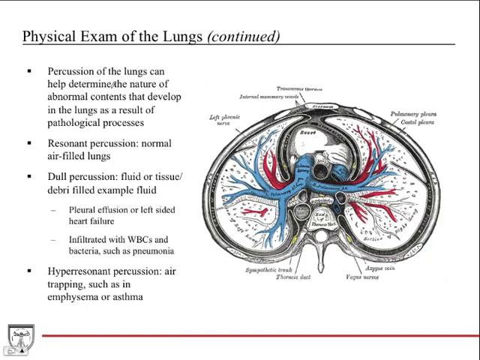Percussion of the lungs can help you determine the nature of abnormal contents that develop in the lungs as a result of a pathological process. So what that means is it can help you localize, for example, a consolidation, a pneumonia or some other kind of collection of debris or tissue. So when you have resonant percussion, and you'll see this in question stems, if they tell you the patient has resonant percussion, what they're really telling you is that it's normal air-filled lungs. So basically they're telling you the lungs, at least from a percussion standpoint, are normal. There's no fluid buildup, there's no consolidation, there's no air trapping. They're normal. They're moving air normally, okay?